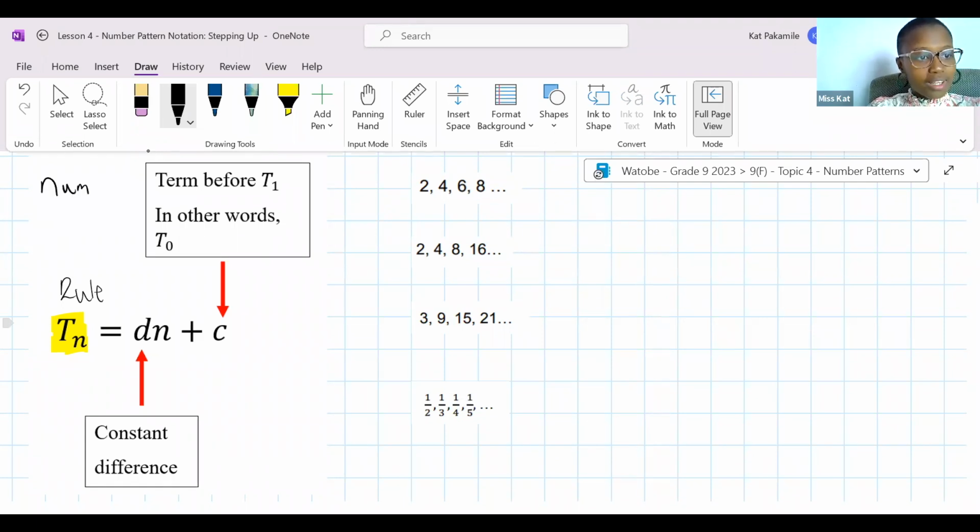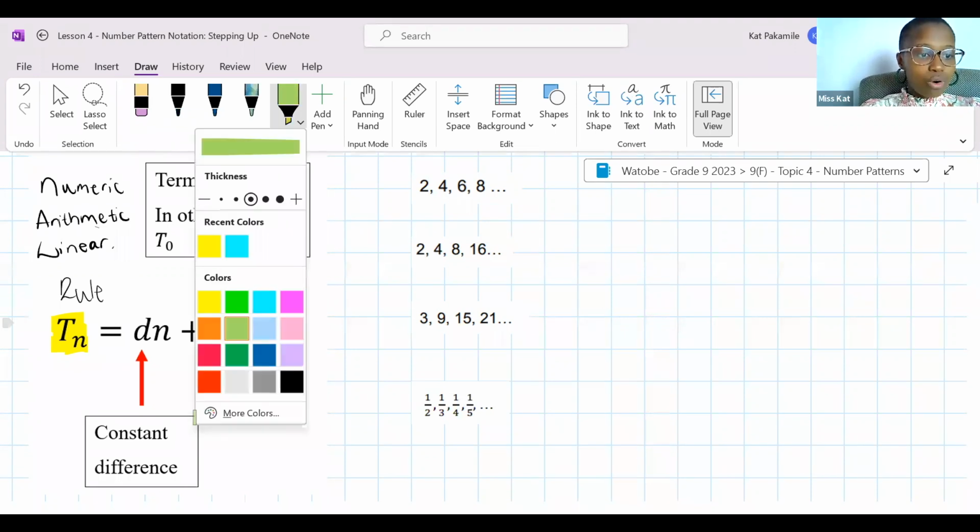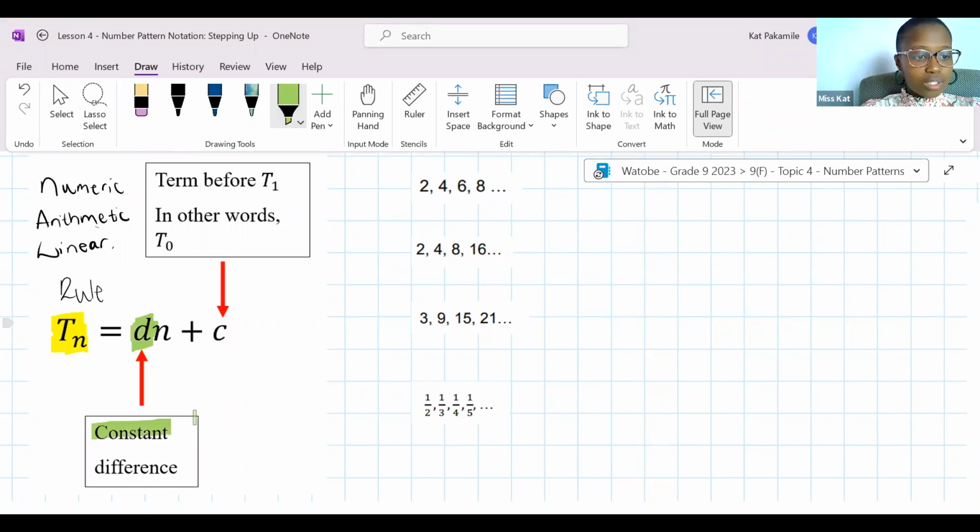Numeric, there we go. Arithmetic or linear. Write this down in your book so you don't use these rules for different types of patterns. This is the rule we are going to use. And we should know by now that d always notates the constant difference, right? So d doesn't change, it's still the constant difference.